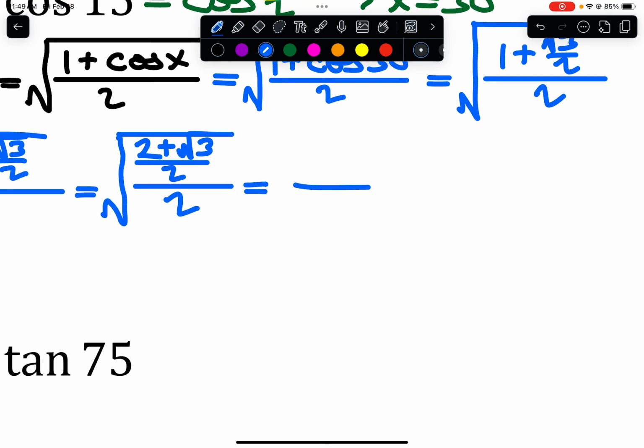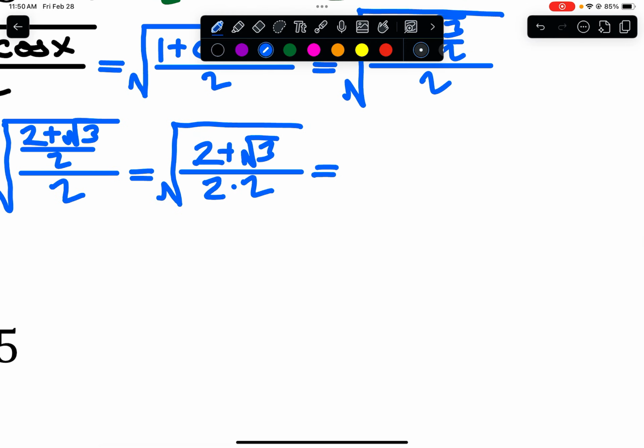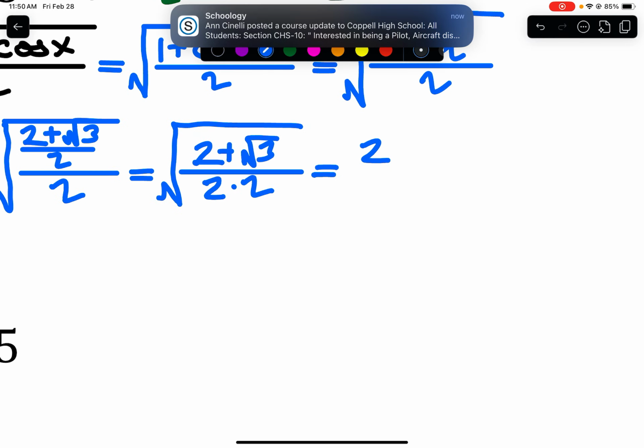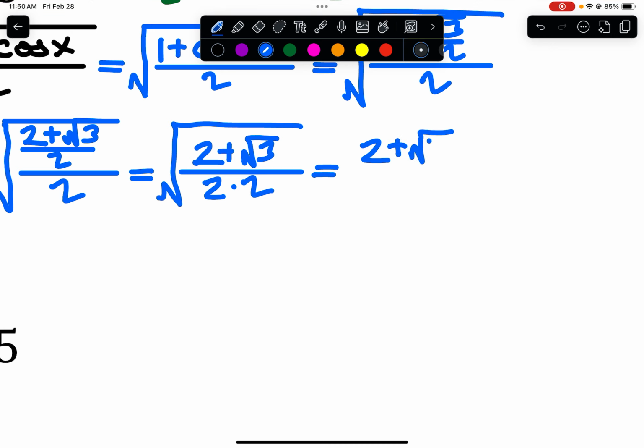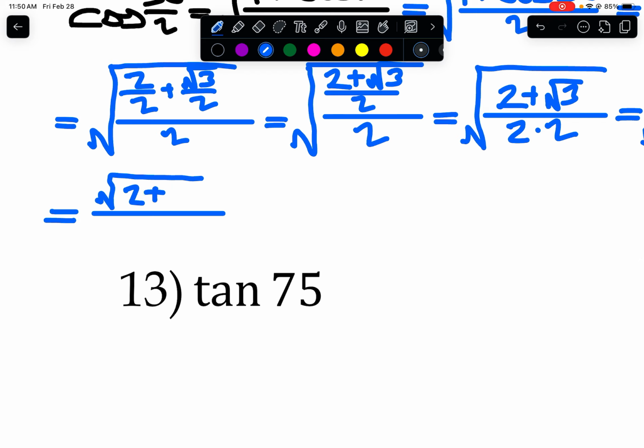So what that's going to look like is 2 plus root 3 over 2 times 2, and that's all under the radical. So this is going to be 2 plus root 3 all over 4, and I'm taking the square root of all this. Then the next thing I'm going to do is split that radical. So I'm going to do a radical of the top, the square root of 2 plus root 3, all over the square root of 4, because we can evaluate the square root of 4.